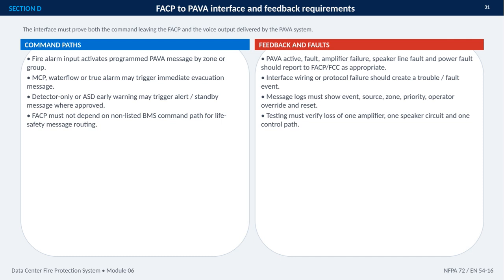The interface also needs meaningful feedback. The FACP or Fire Command Center should receive indications for PAVA activity, faults, amplifier failure, speaker line faults, and power problems as appropriate. Any wiring or protocol failure should create a trouble event. Finally, message logs and testing must capture key details and demonstrate operation after losing an amplifier, a speaker circuit, or one control path, in line with NFPA 72 and EN 54-16.